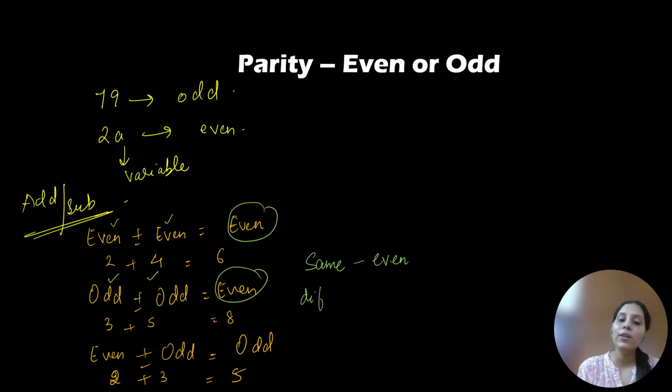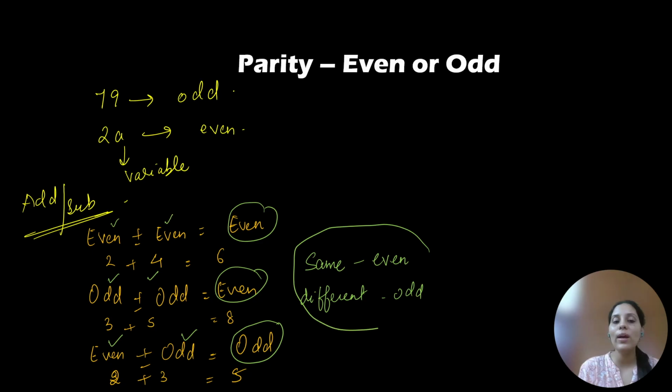But different parity, as in one is even and one is odd, the result is always odd. This is very important when we add or subtract. Even if we add or if we subtract, the values change, but the parity doesn't change. In addition and subtraction, the parity ends up the same. Same parity numbers when you add or subtract, the result is even.